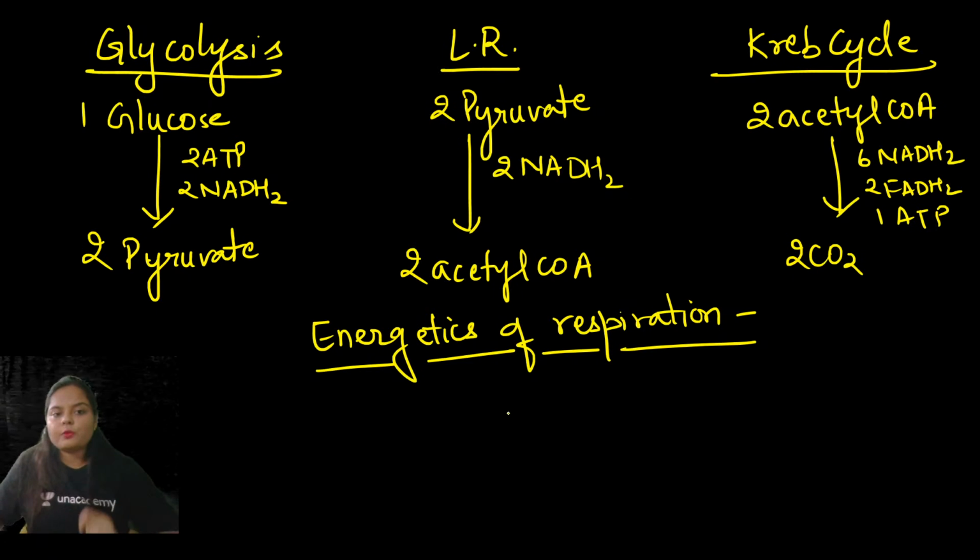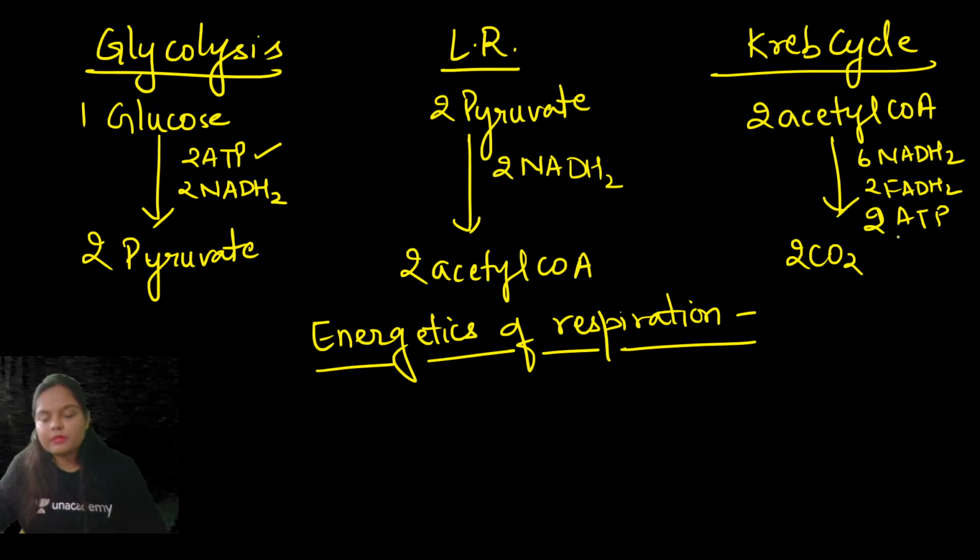But we know that each NADH2 molecule is equivalent to 3 ATP, and each FADH2 molecule is equivalent to 2 ATP. Okay, so now let us count the total number of ATPs which are directly produced. So it is 2 plus 1 here. Basically it will be 2 ATP. So basically it is 2 plus 2 here. So direct ATP which is produced with the help of substrate level phosphorylation is 4 ATPs.